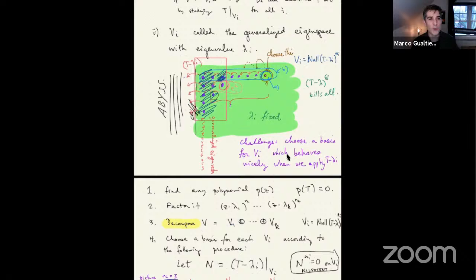Okay, the ones that it kills right away are the eigenvectors, but there's others behind them which are eventually killed by this T minus lambda. And we call those generalized eigenvectors. So the real problem is to find all the generalized eigenvectors, and to order them in a specific way so that you basically remove any kind of uncertainty about what the operator looks like.